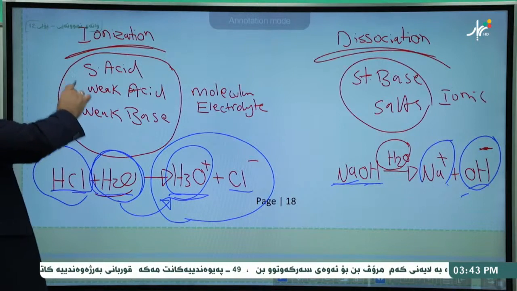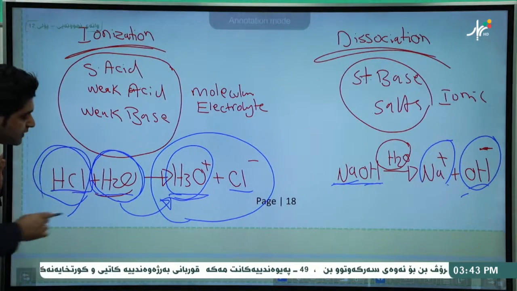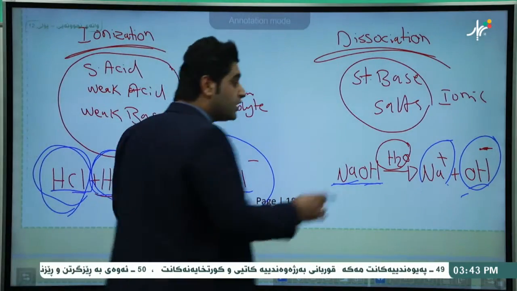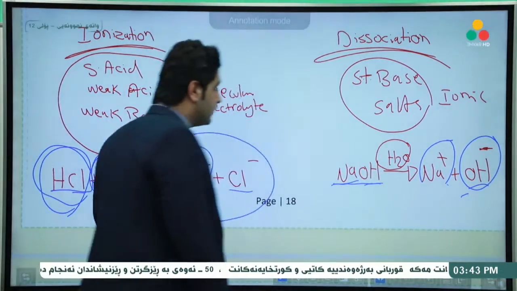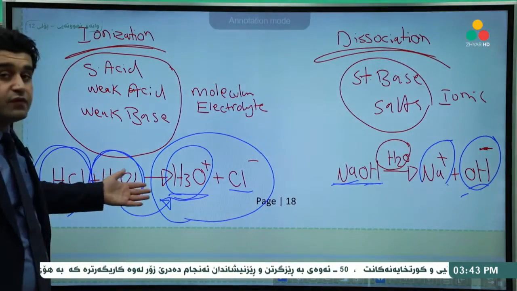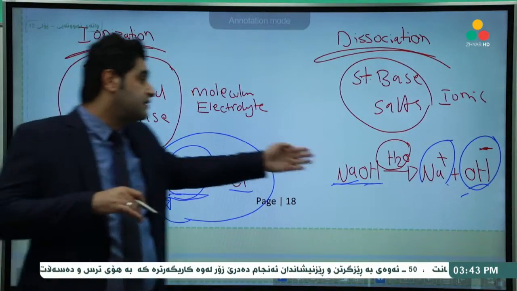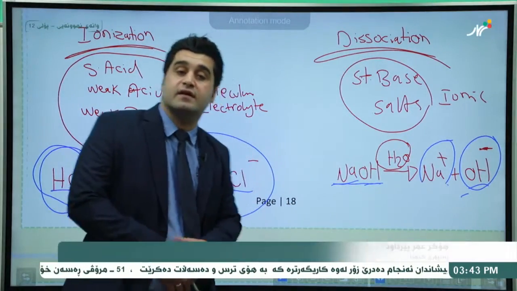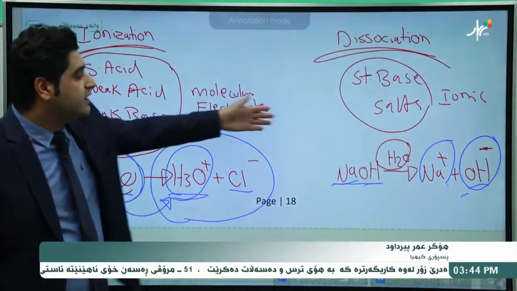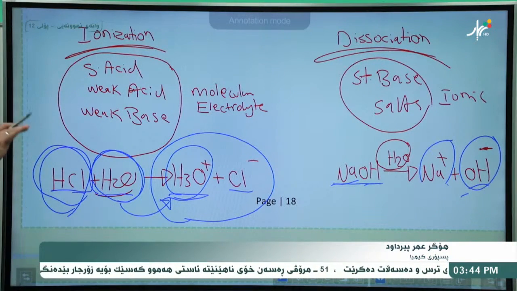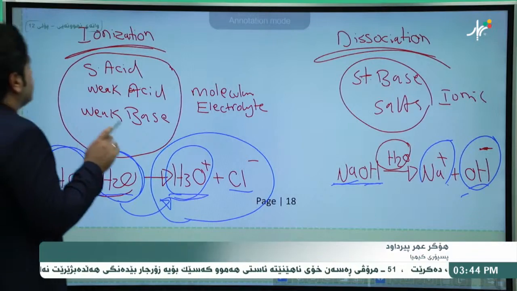So for the ionization reaction, the compound should be plus water. But for the dissociation reaction, water must be right above the arrow. And here the ions are not present before the dissolving process. But in here, the ions are present without the action of the solvent. In here by the action of the solvent, in here without the action of the solvent.